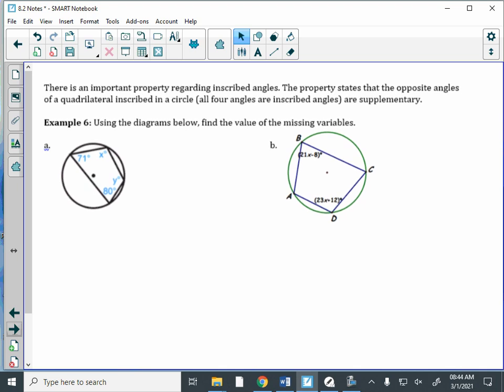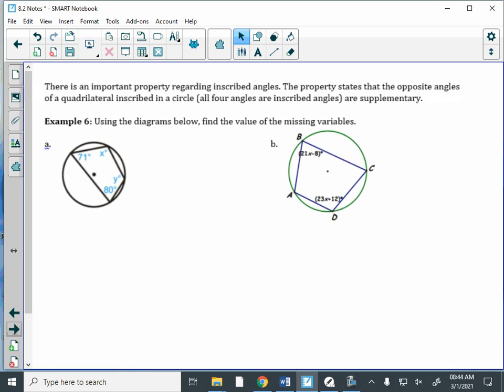So if we take a look at the last example here, another fun fact about circles. Whenever you have a quadrilateral inscribed in a circle, meaning all four angles are inscribed angles, so all four vertices of the quadrilateral are on the edge, the angles across from each other are always going to be supplementary. What does supplementary mean again? They add to 180.